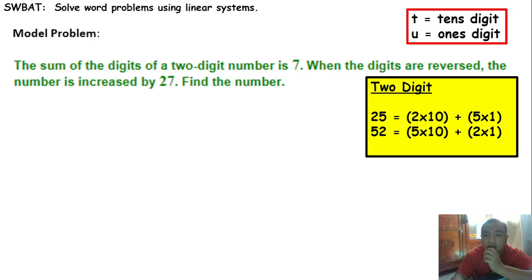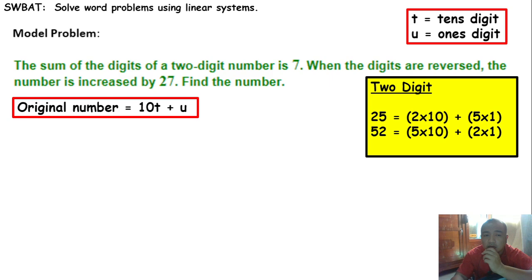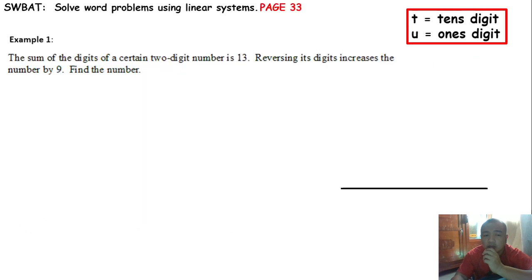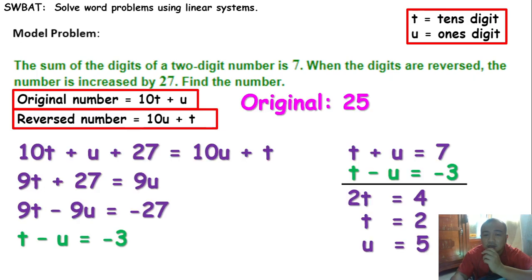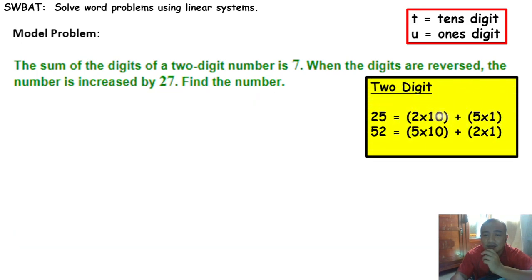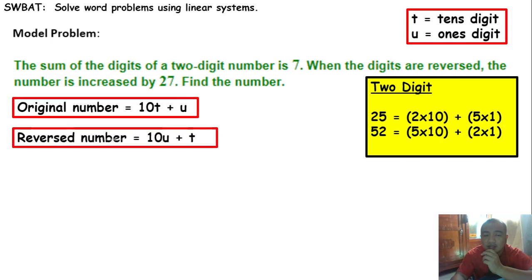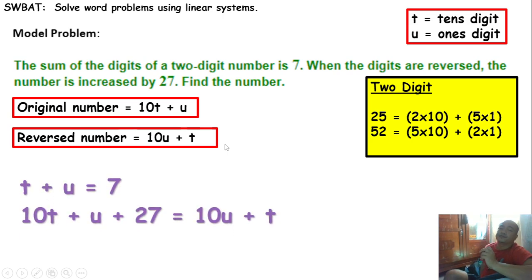Meron, di ba na-solve na natin to? Solve na natin yan. The answer is 25. The original number is 25. Sinubstitute lang natin yun. From original number, 2 times 10 plus 5 times 1, 25. 5 times 10 plus 2 times 1 is 52.